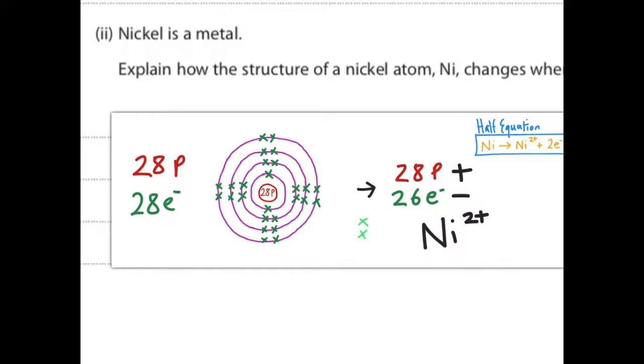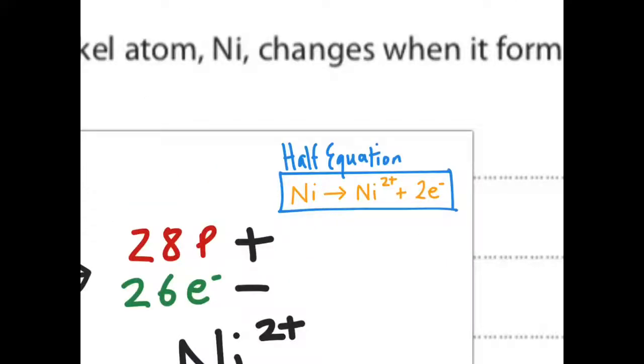But if you want to understand it in another way, you can express your answer as a half equation. So the ionic half equation is as follows. You start off with a nickel atom, and then after it ionizes, when it forms an ion, you produce a nickel ion and 2 spare electrons because you've lost those electrons. So that's what you end up with when the electrons dissociate from the nickel atom to form that nickel ion.